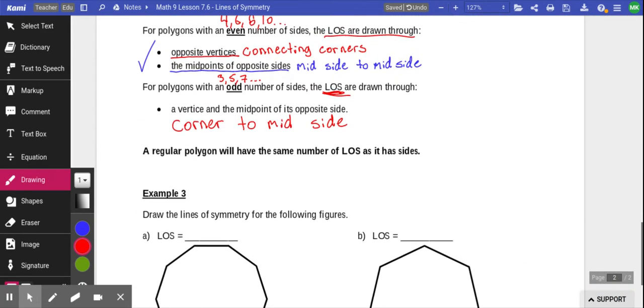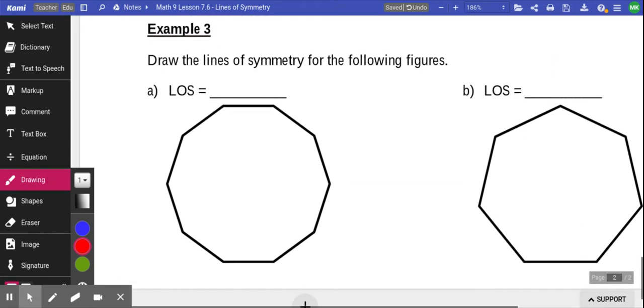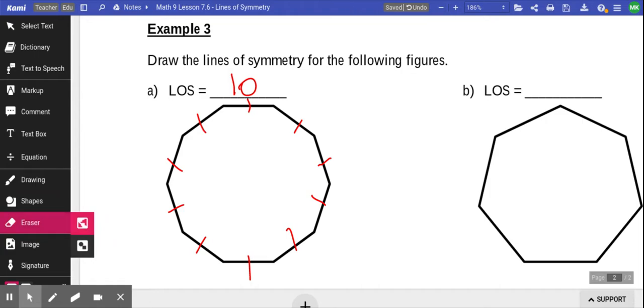Perfect. Our last rule that we have for polygons is that a regular polygon, and it has to be regular, meaning all the sides are the same length, will have the same number of lines of symmetry as it has sides. So if I look at this, it has 1, 2, 3, 4, 5, 6, 7, 8, 9, 10 sides. That means it's going to have 10 lines of symmetry because all those side lengths are the same length. And I know that a regular polygon or a shape that has all sides the same will have the same number of lines of symmetry.